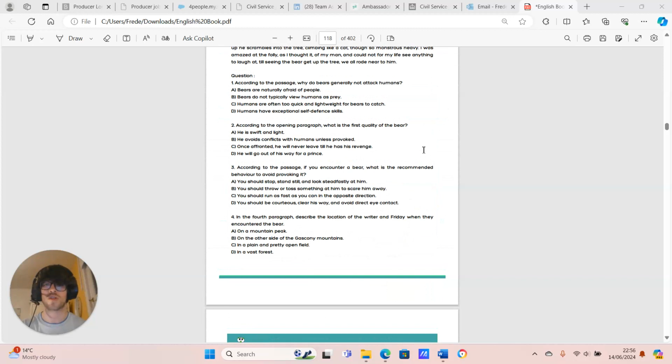Let's have a look at our options. What is the first quality of the bear? I don't remember it talking about movement. Well, B looks the most likely again, doesn't it? He avoids conflicts with humans unless provoked. That's what that whole thing is saying. He doesn't want to fight unless you give him a reason to, whether that's throwing a stick, looking at him, not being kind, not respecting his space. If you don't do any of those things, he won't want to fight you. So there's got to be B there.